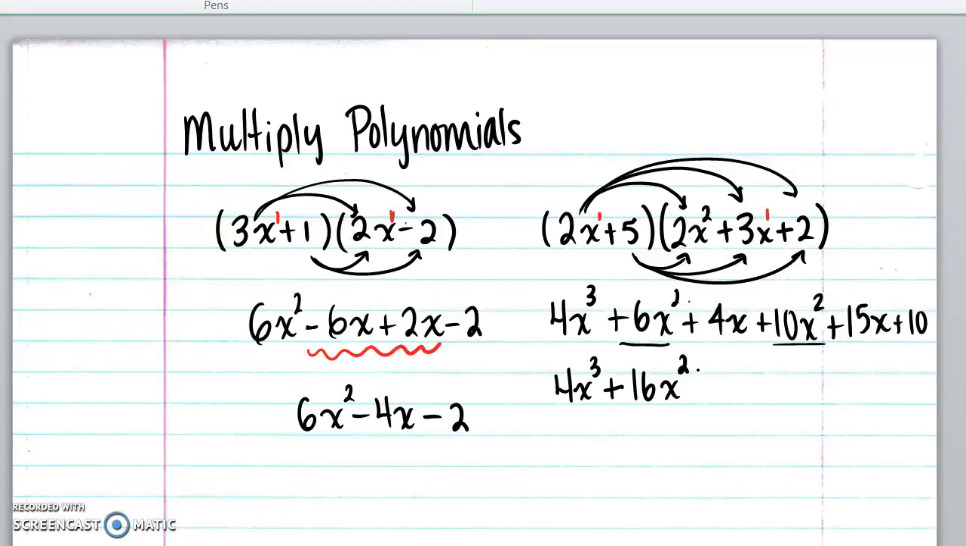When you add variables, you don't change the exponents. 2x squareds and 2 more x squareds is 4x squareds. So you don't change the exponents when you're adding or subtracting. 4x and 15x is 19x plus 10. And there's your answer.